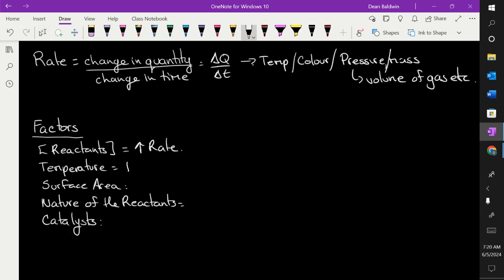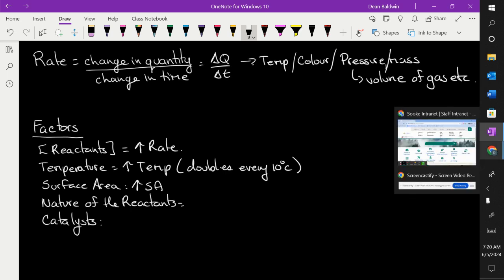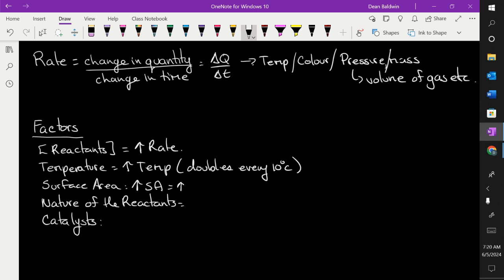If you increase the temperature, you get an increased reaction rate, and we said it approximately doubles every 10 degrees Celsius. We get surface area. If you increase the surface area, then you get an increase in rate. Increase the rate of the reaction because you're getting more collisions.